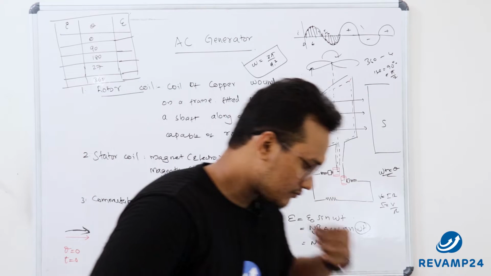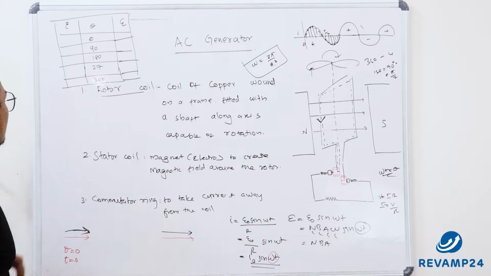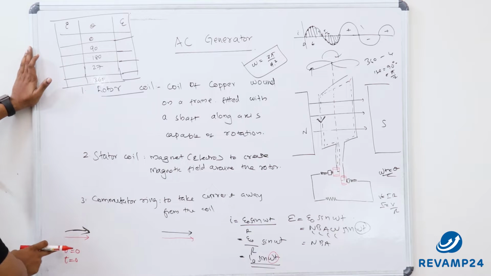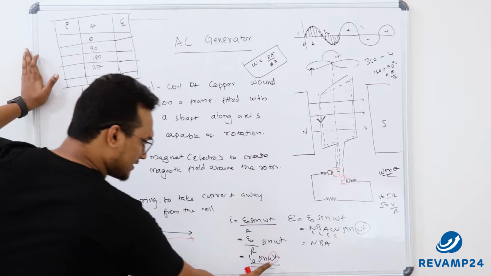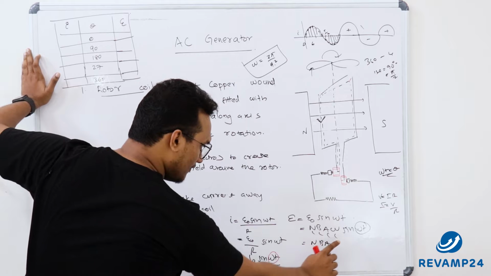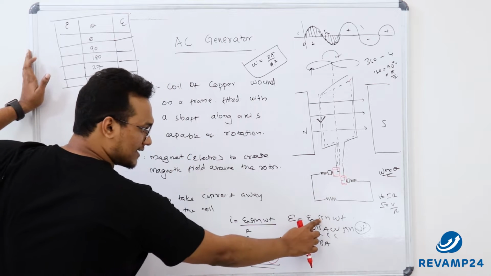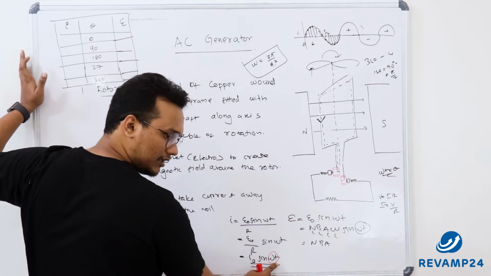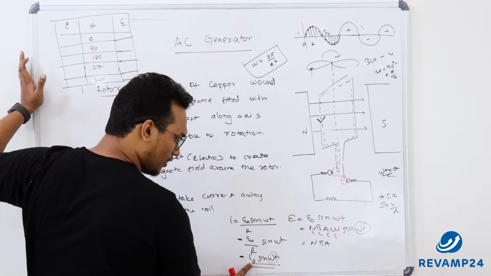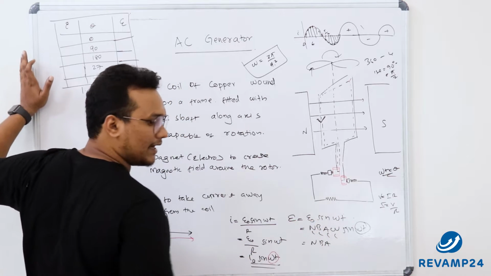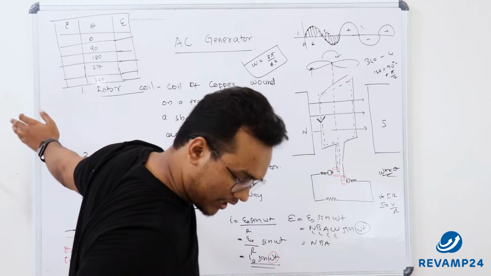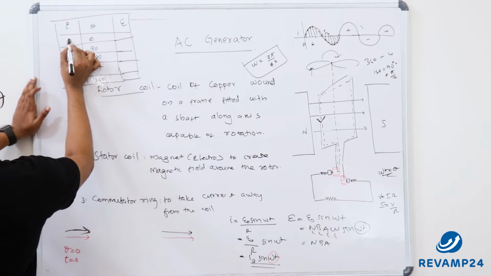Now, see, at angle 0, I will substitute 0 here and I will substitute 0 here. So sin 0 is 0, sin 0 is 0, 0 multiplied by I0 will be 0, 0 multiplied by E0 will be again 0. So the value of current, both are 0.